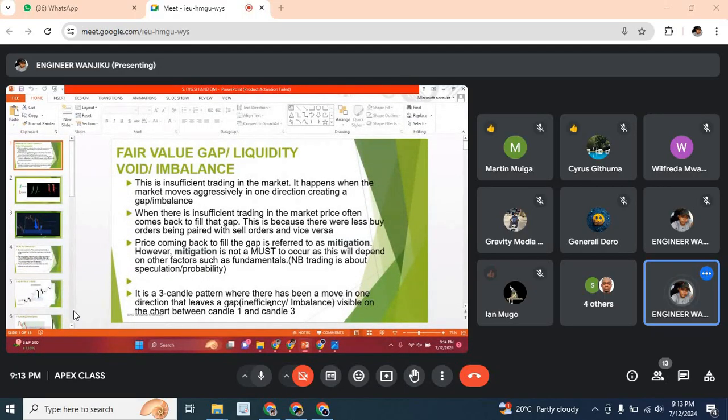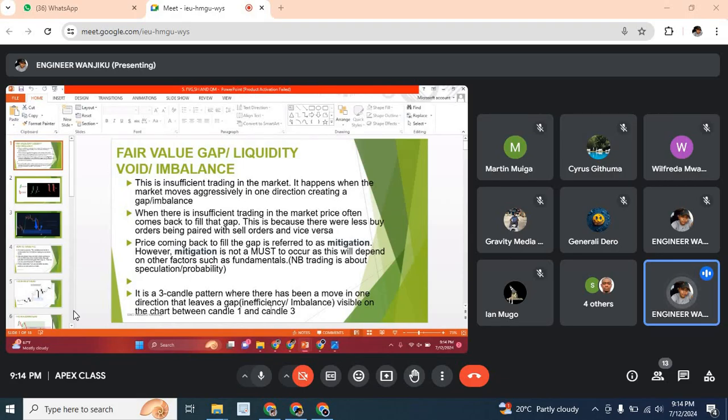Okay, perfect. So we'll jump to the next POIs, and the POIs that we're going to cover tonight are the fair value gaps, or what we call the liquidity void or the imbalance. Then you're going to look at what we call the stop hunt. Then the last thing you're going to cover is what we call the Quasimodo level. So let's start with the fair value gap.